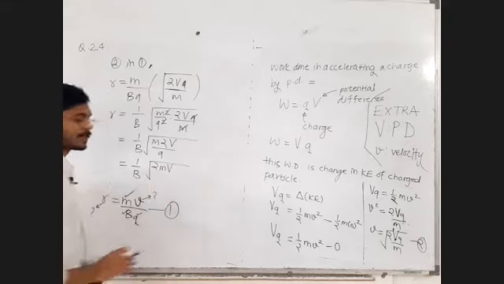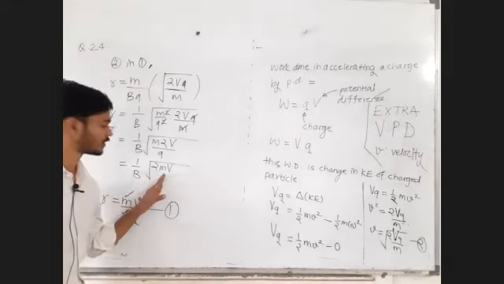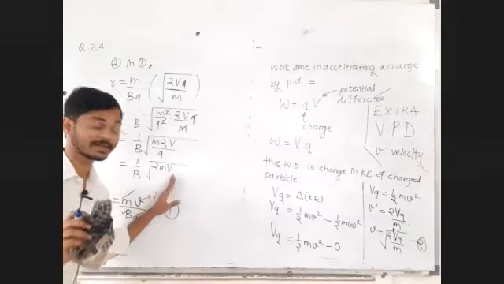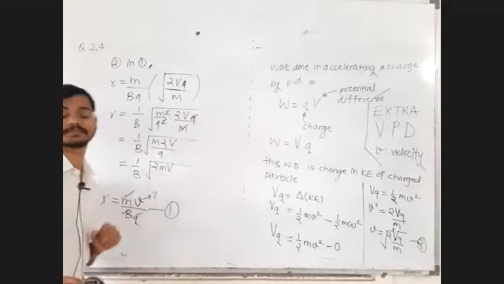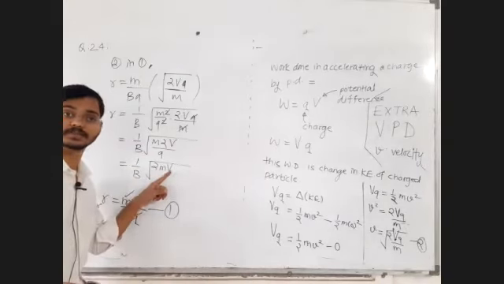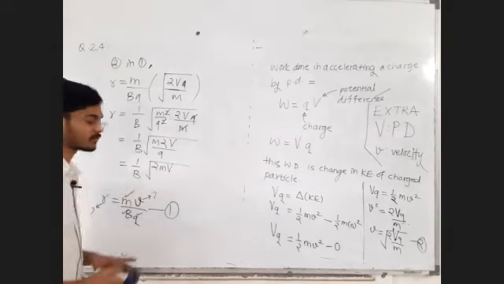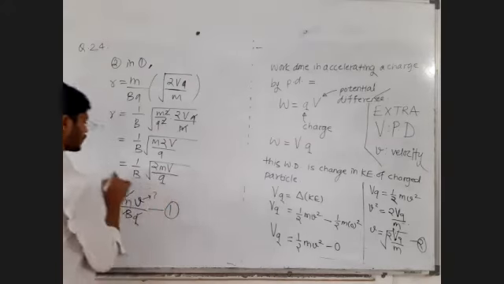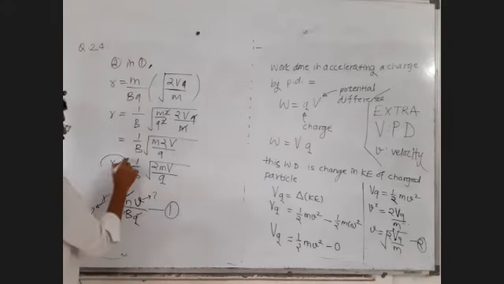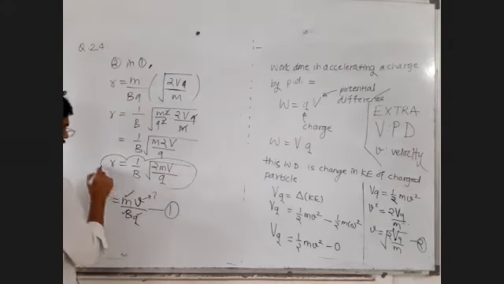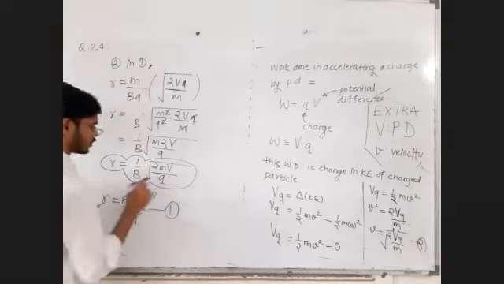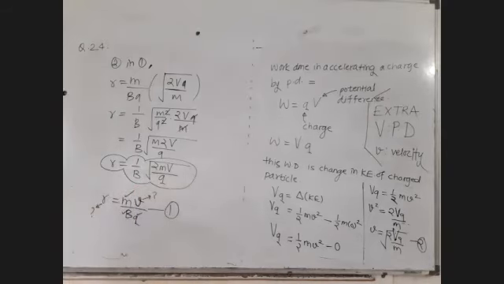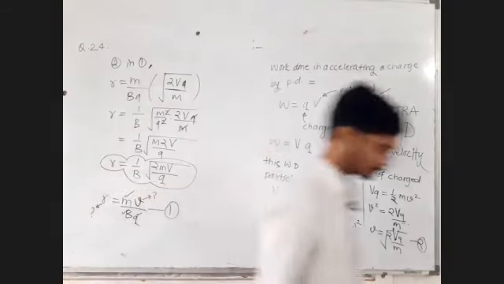Now don't replace this mv as momentum. Mass into velocity नाही आहे ते. This v is voltage, potential difference. Don't replace that. Such kind of silly mistakes are done by the students. Don't do that. Do all the things consciously. That's my answer. Reply me in the chat box, clear and written.